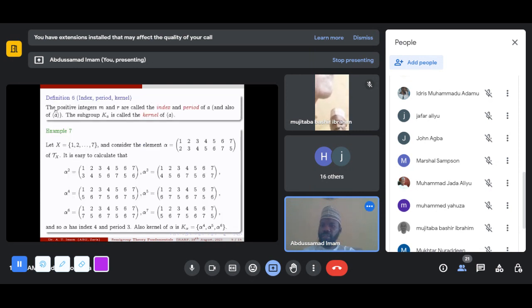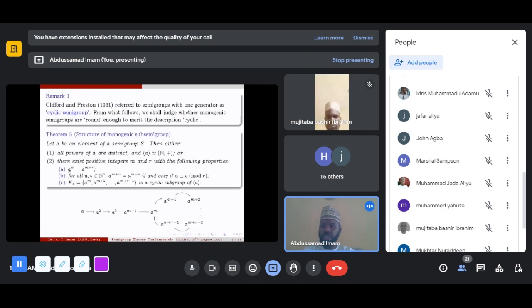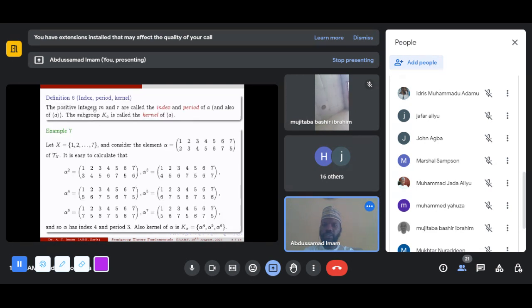So this is to define the index and the period. You remember in this theorem, we say there exist an m and an r such that after you reach a to the m, and then r steps afterward, you are back to a to the m. So this a to the m is what we call the index of the element. Every element has an index. m is called the index of the element, and r is called the period of the element. This m and r are integers, in the situation where the element is of positive order.